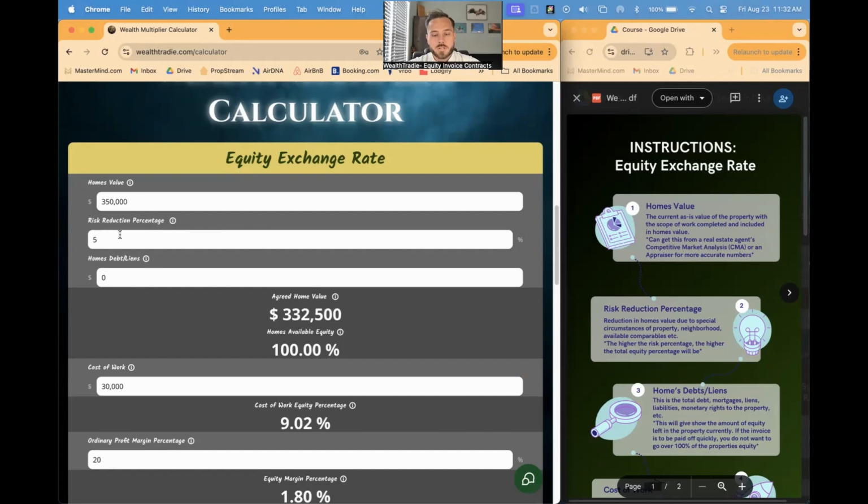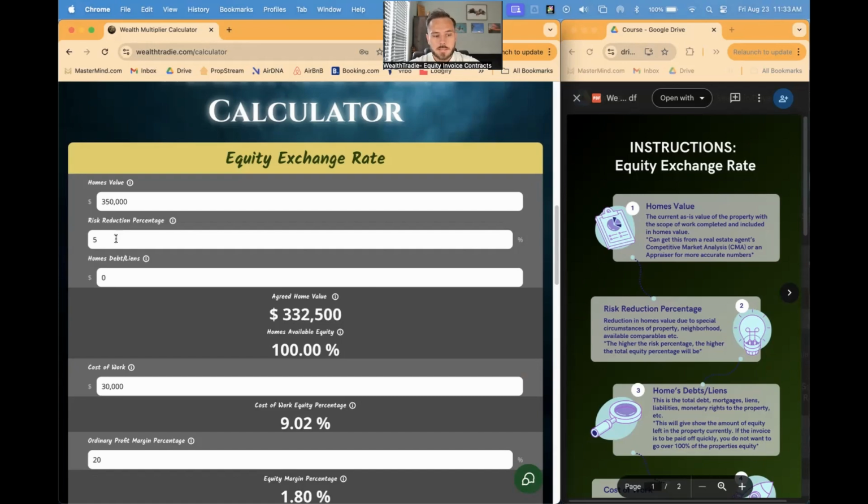This risk reduction percentage is the reduction in the home's value due to special circumstances of the property, the neighborhood, the homeowner, available comps for the appraisal. This is going to increase or decrease depending on how confident you guys are on that value of the number. If you're in a changing market and you're unsure if the house is going to depreciate instead of appreciate, then this is what you want to put in there for a risk.